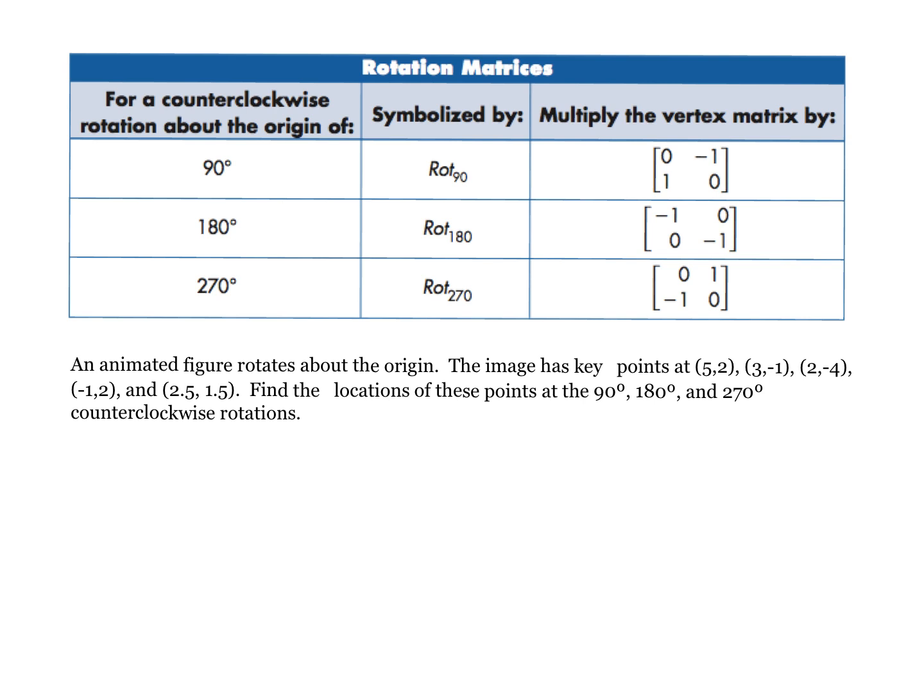Leave yourself some space, because aren't we going to have to put my rotation matrix in front of it? So 5, 2, 3, negative 1. 2, negative 4, negative 1, 2, 2.5, 1.5.